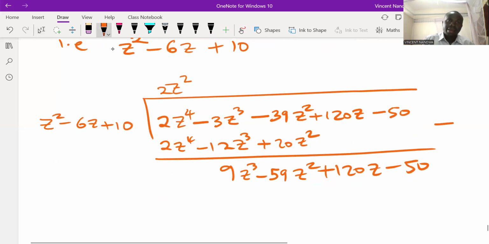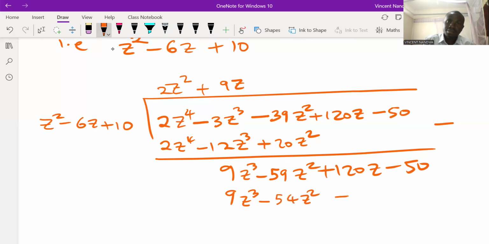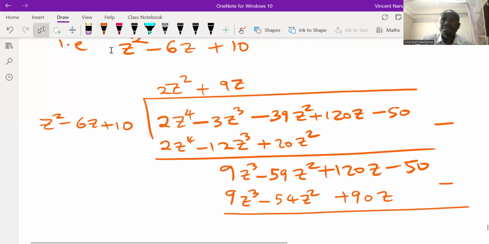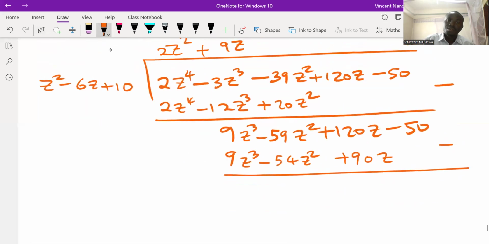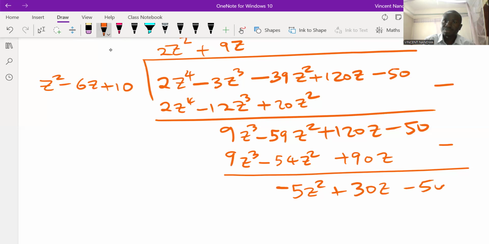Then I need to multiply this by 9z, so that I get 9z cubed. So this will be 9z cubed. 9 times minus 6 is minus 54z squared. 9 times 10 is 90z. And then I subtract. So 9z cubed minus 9z cubed is 0. Minus 59 minus minus 54 will be minus 59 plus 54, which is minus 5z squared. And then 120 minus 90 is positive 30z, then minus 50.